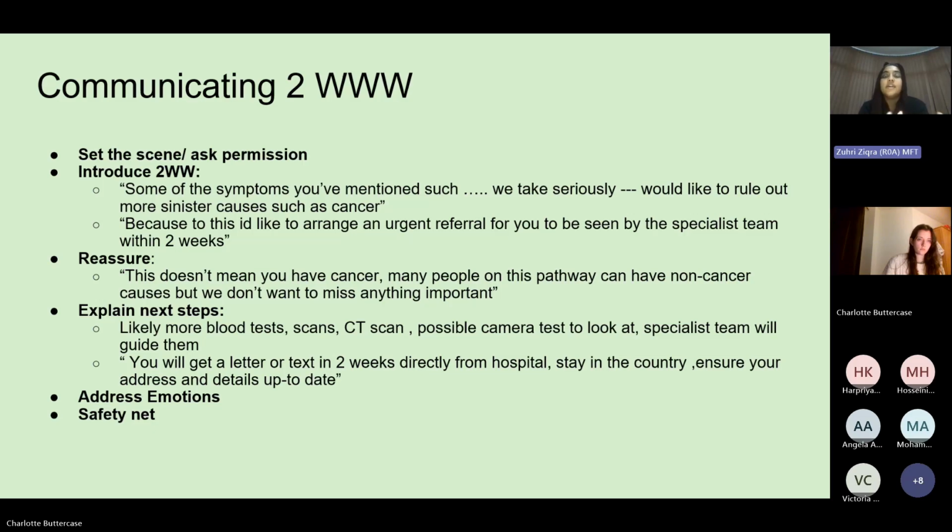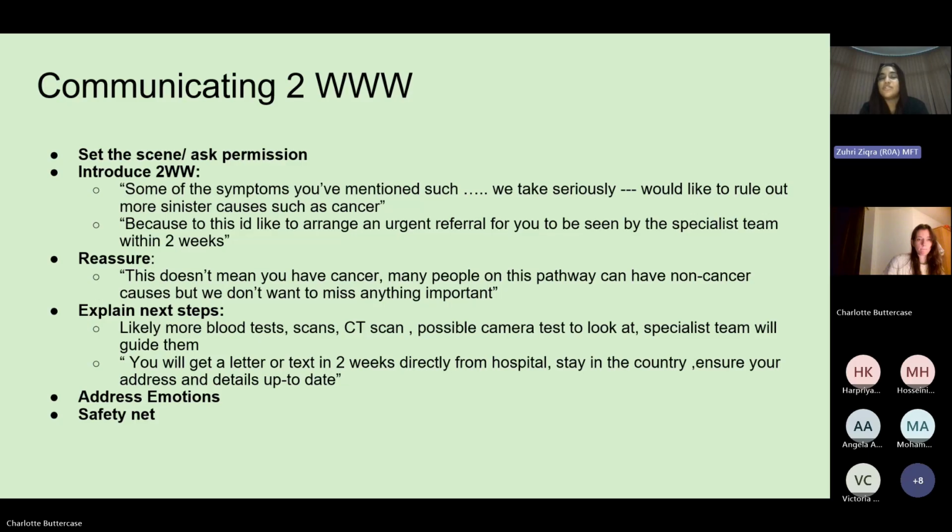I think the thing that you could do is not say the word cancer, which could lose you a lot of marks, essentially. So then you'd go on to explain that you would like to arrange them an urgent referral to be seen by a specialist team. This will most likely involve a camera test of your back passage. And then you can do a quick explanation of what that involves if you wanted to.